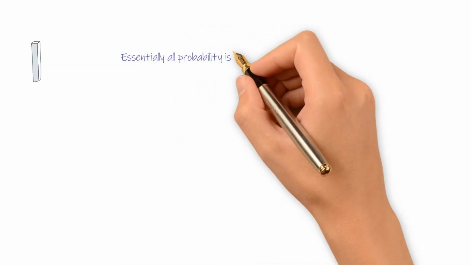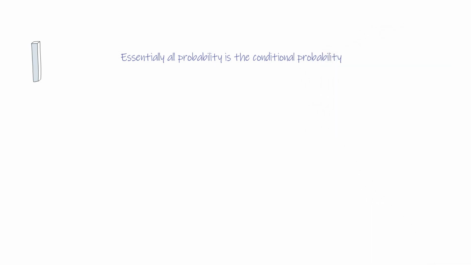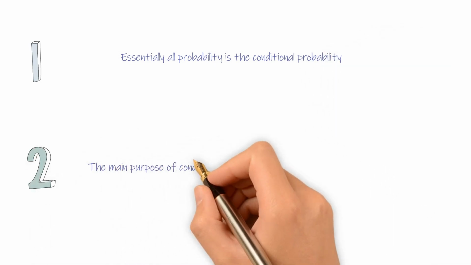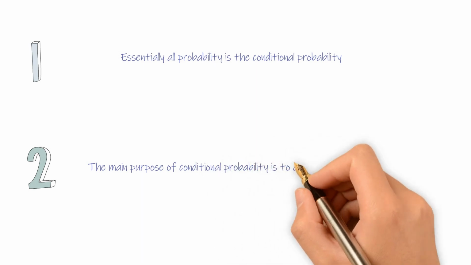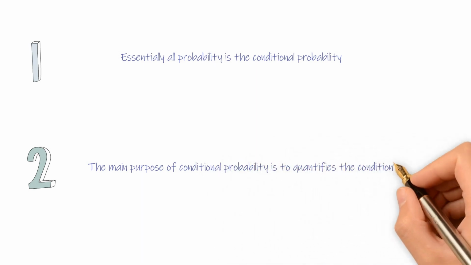Two takeaways. First, essentially, all probability is conditional probability. Second, the main purpose of conditional probability is to quantify the condition's effect.